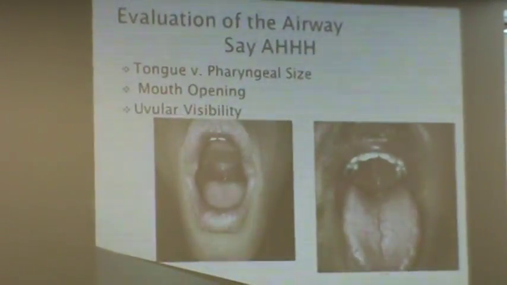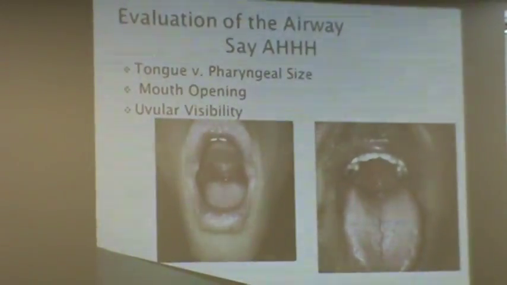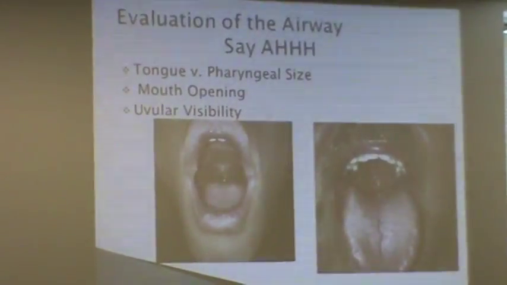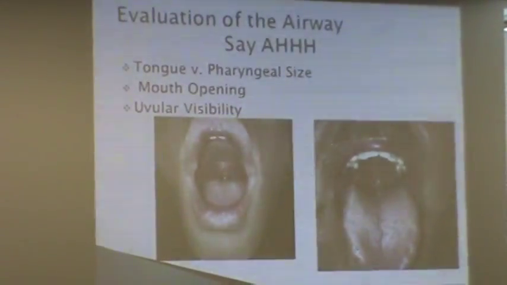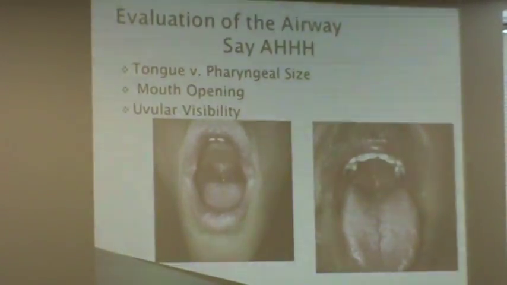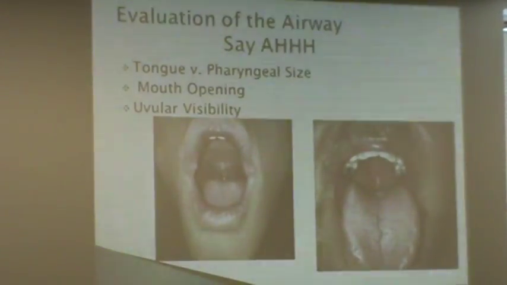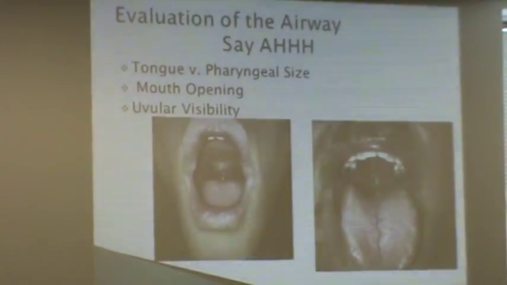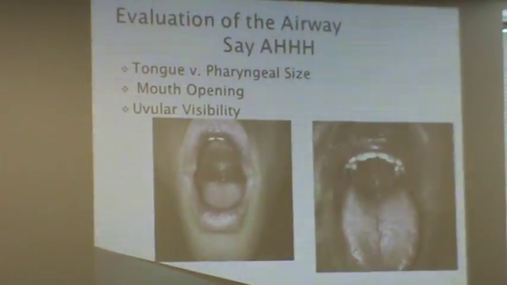So when we evaluate the airway, we want them to open their mouth, give them say a big ah. You want to look at their tongue versus the pharyngeal size, how readily their mouth opens. If they have some severe TMJ, they may not be able to open their mouth much at all. Some connective tissue diseases will also decrease your mouth opening as well.